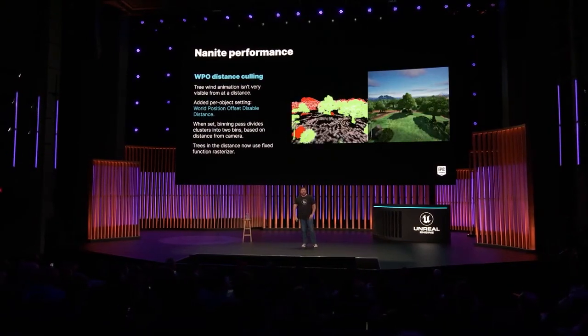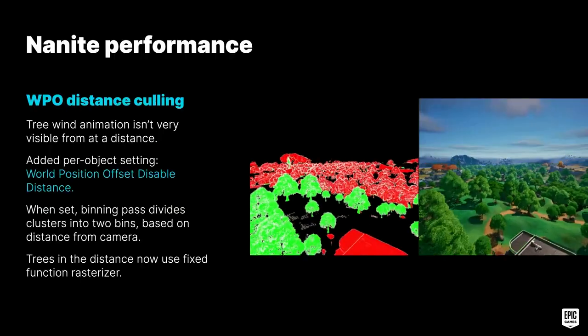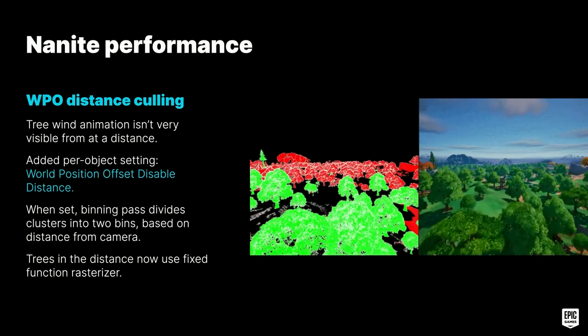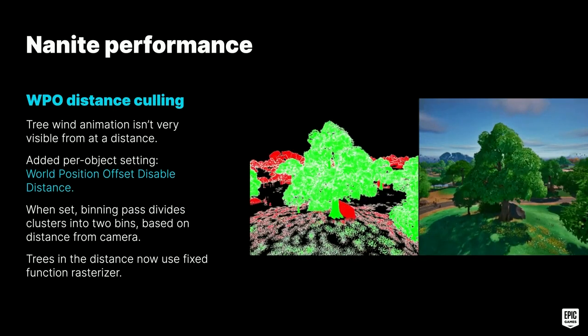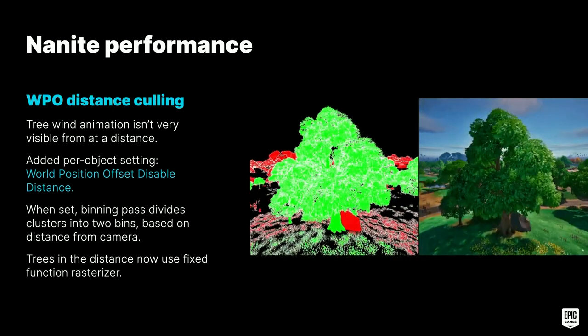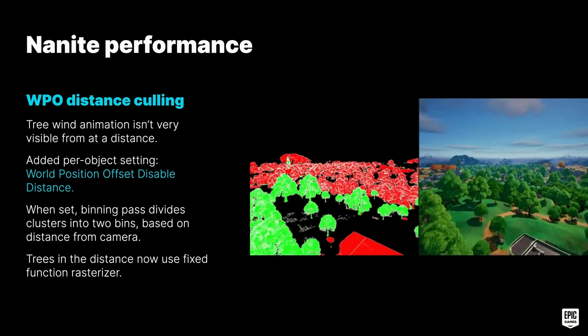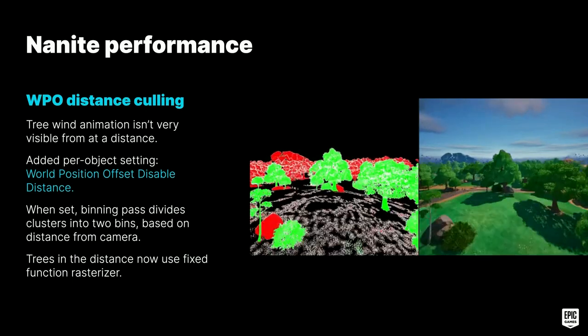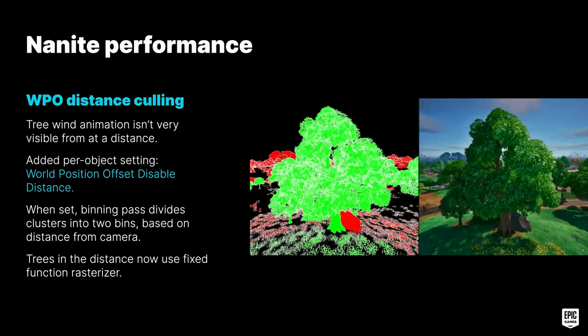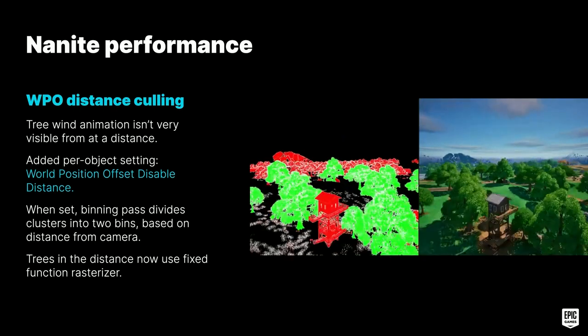Similar in spirit to buildings, we could see that even though the trees are constantly moving, it was hardly noticeable in the distance. So we added another per-object setting to be able to disable WPO at a given distance from the camera. When set on the trees, their clusters get divided between programmable and fixed function rasterization using the fast path when possible.